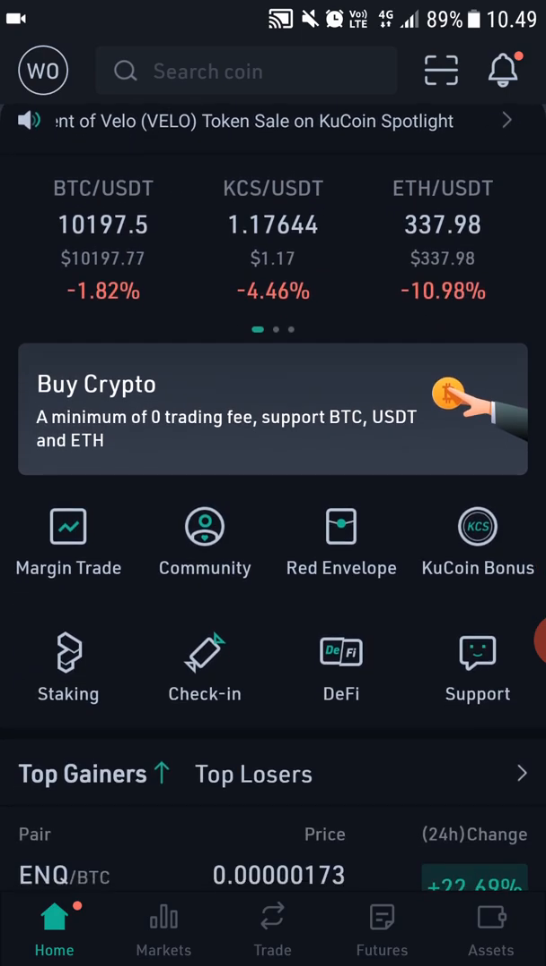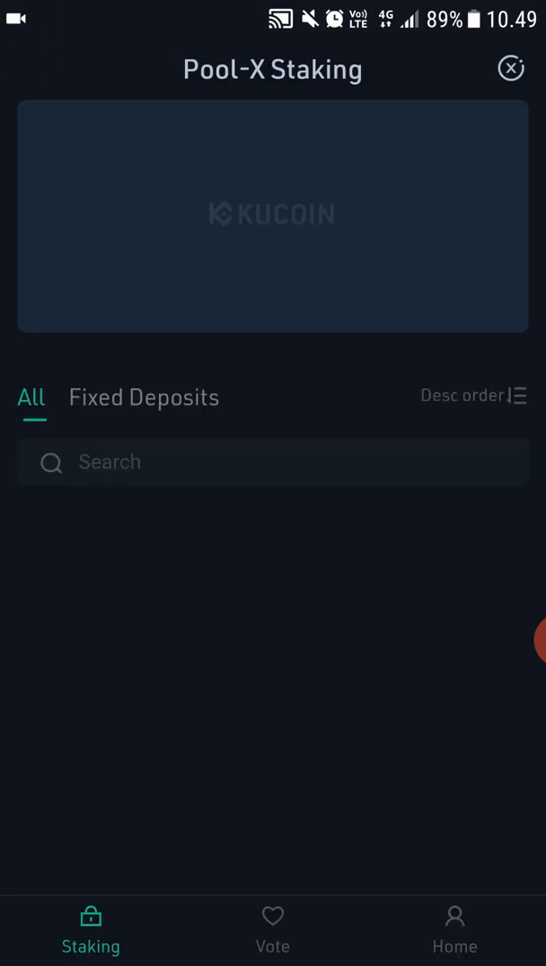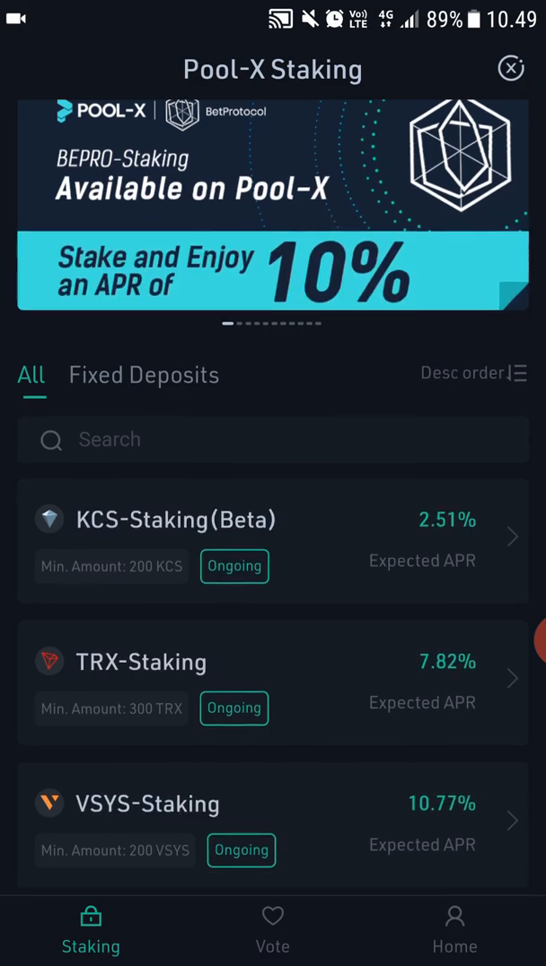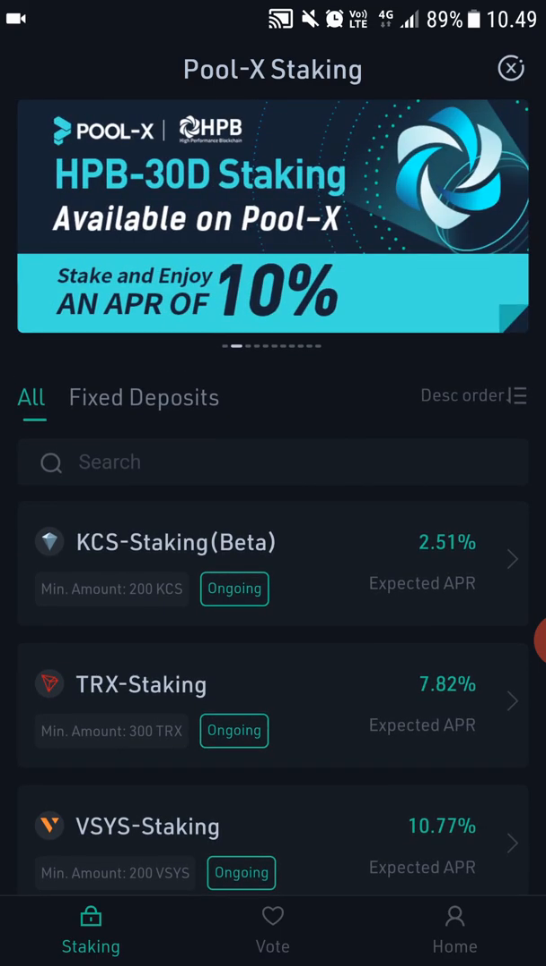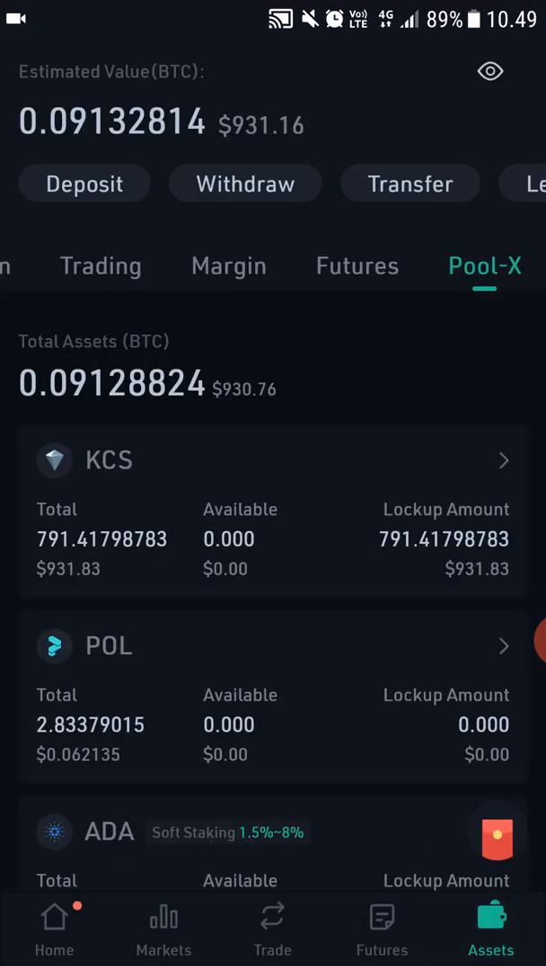And when you go to your home page, you can click staking, and here you can straight up stake your cryptocurrencies. The first one that you see is KuCoin share staking, which is currently in beta, but I tested it. I staked my KuCoin shares, and here you can see the results. This is the KuCoin that I staked, and below it you can see my first staking reward.